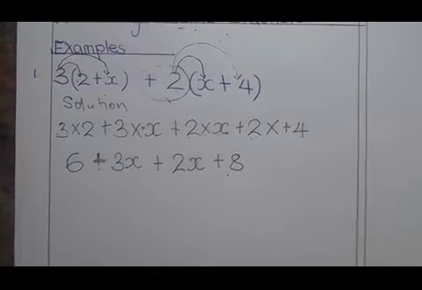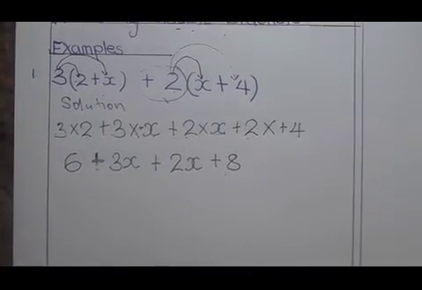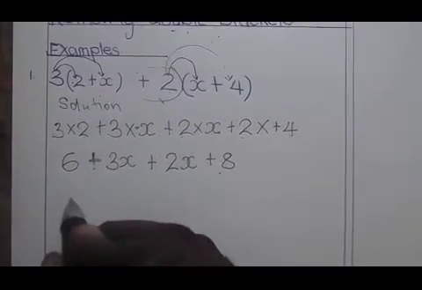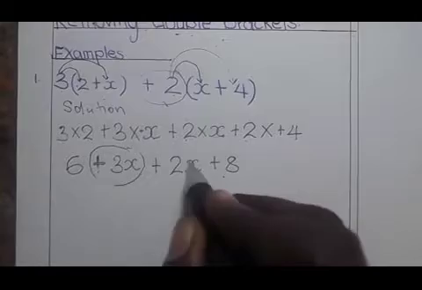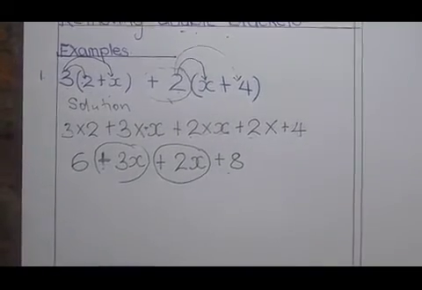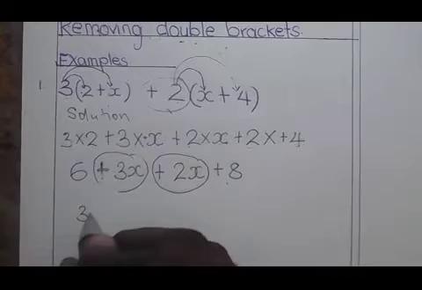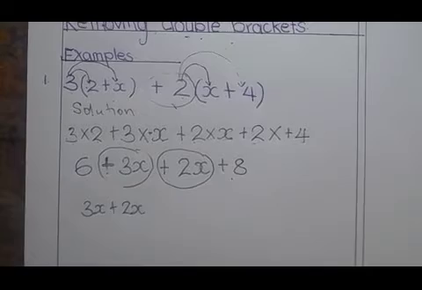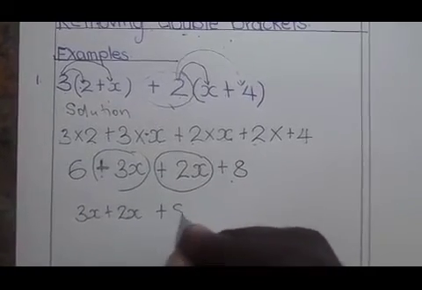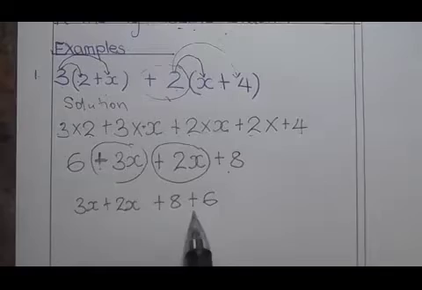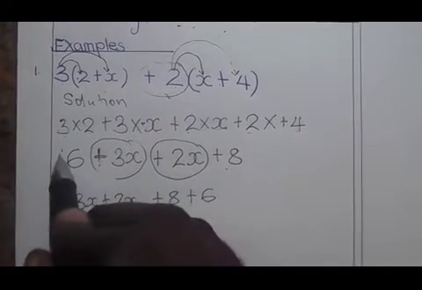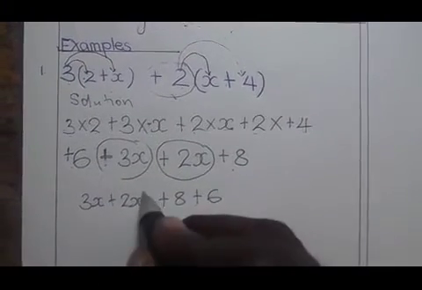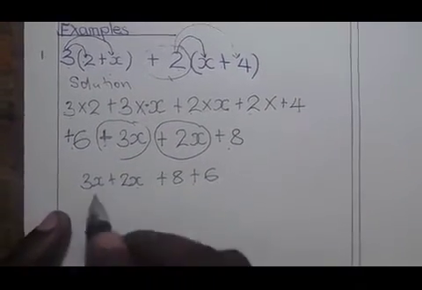Now the second step here is collecting like terms. Remember in our first lesson, we put things that look alike together. So let's collect the x terms first. These numbers with x: we have 3x plus 2x plus 8 plus 6. Why a plus 6? Because 6 comes with its sign in front of it, and that sign is positive. So now we add these, because these are like terms.